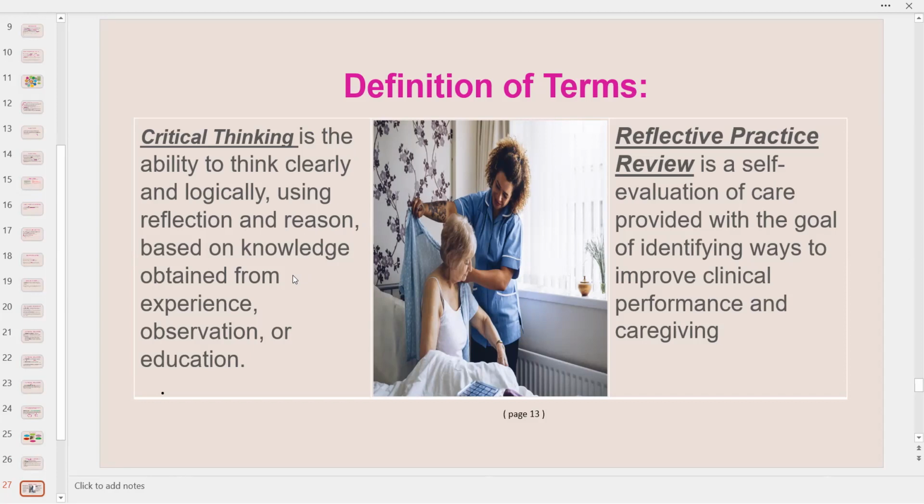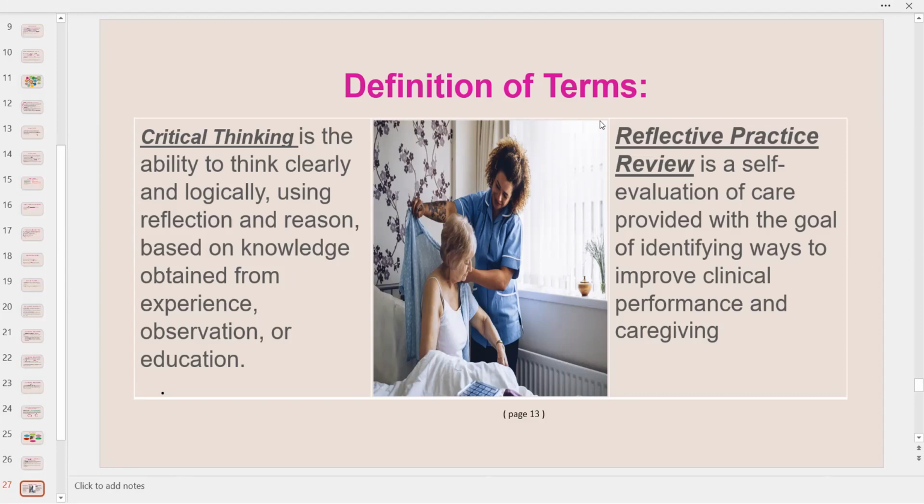Is the patient or the client comfortable with this procedure? After the procedure, the support worker will do a reflective practice review. A reflective practice review is a self-evaluation of care provided with the goal of identifying ways to improve clinical performance and caregiving. Now, the support worker will make an evaluation of her performance.